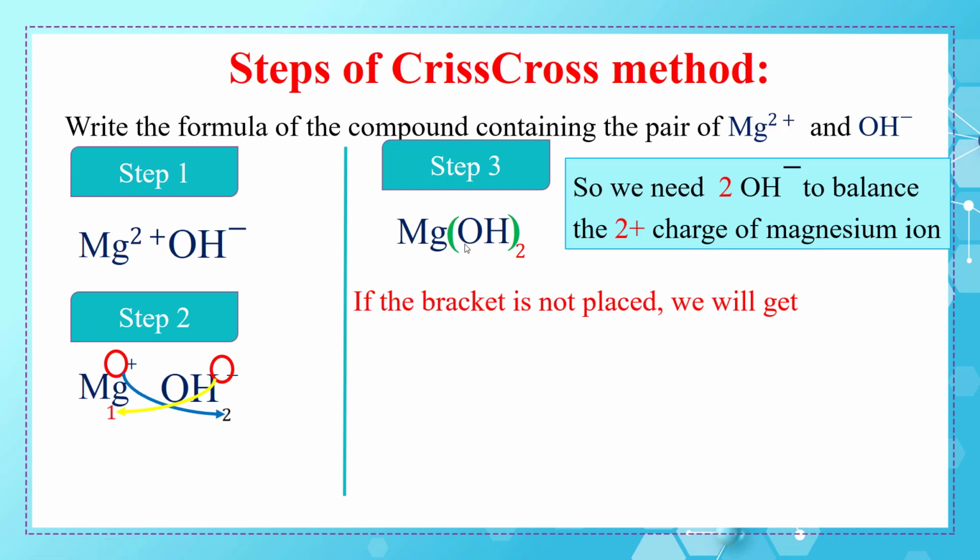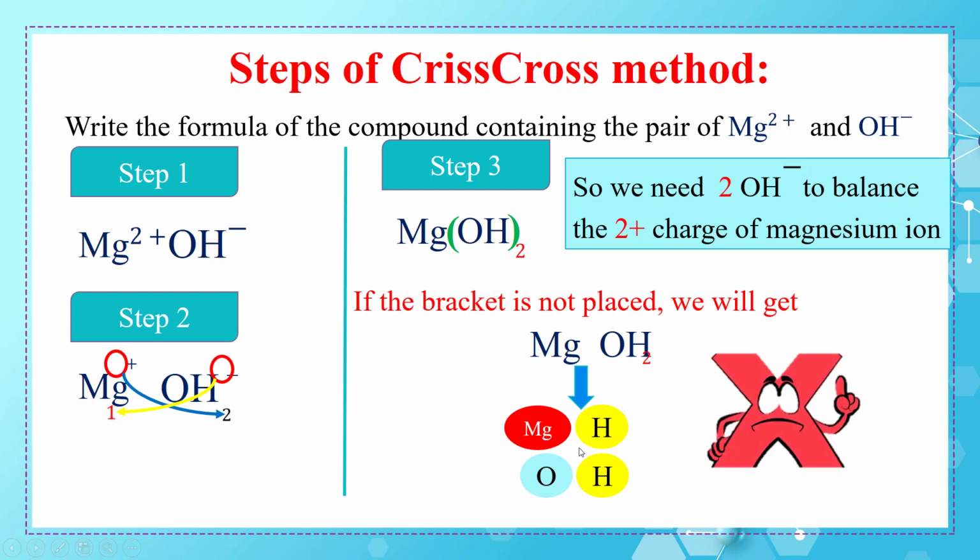because if the bracket is not placed here, we will get the following: MgOH2. This 2 will be for the hydrogen. As you see, 1 Mg, 1 O, and 2 H. And this is wrong. It is false. We need 2 OH, not just 2 H.